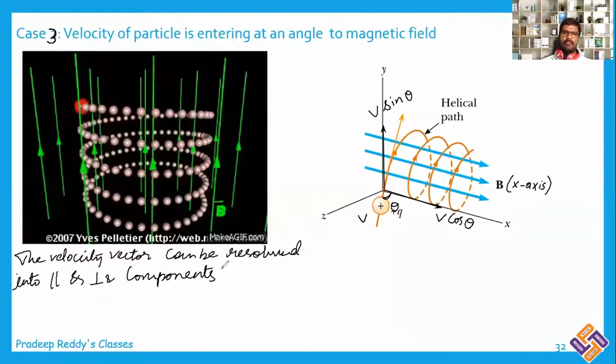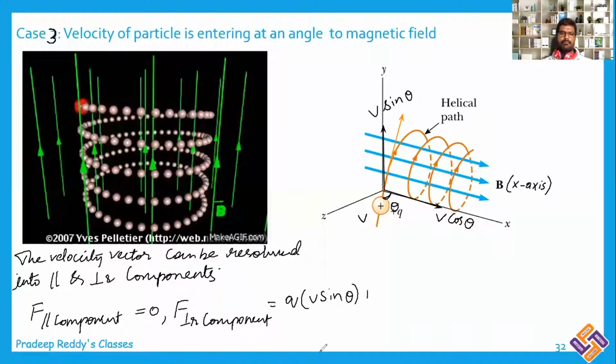So if the velocity vector is resolved into parallel and perpendicular components, the force experienced due to the parallel component is equal to 0. The force experienced due to the perpendicular component will be Q into V sin theta into B, where V sin theta is the component perpendicular to the magnetic field and B is the magnetic field. So Q V B sin theta. This is the force due to the perpendicular component.